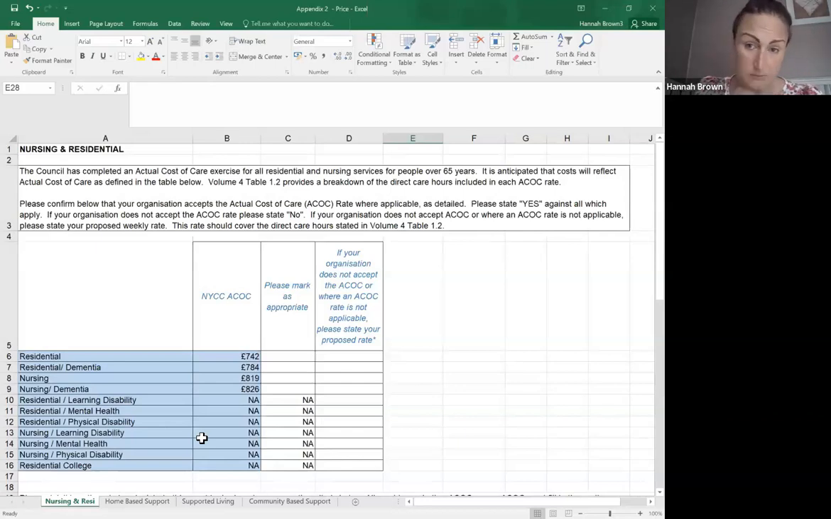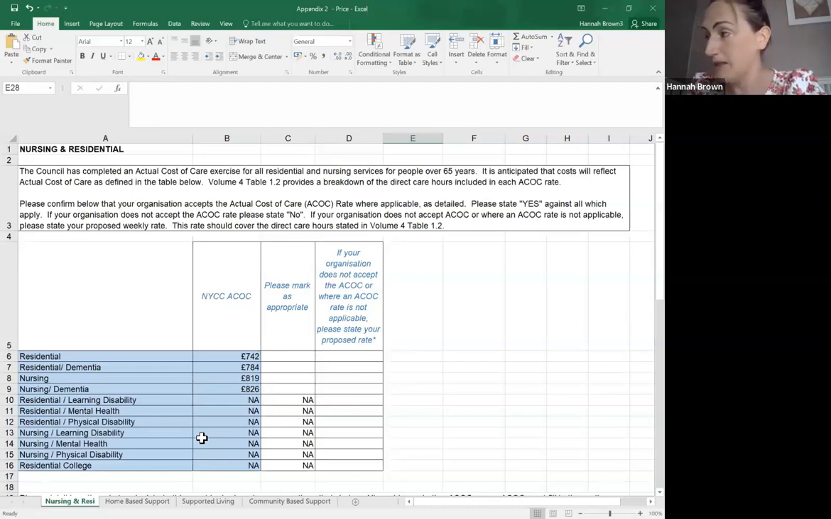So as I touched on just now, the council has completed an actual cost of care exercise for all residential and nursing services for people over 65 years. So if you're delivering that type of service, you'll be aware of that actual cost of care exercise and the implementation of it. So what we are anticipating as part of this re-procurement is that costs will reflect the actual cost of care where the actual cost of care applies.